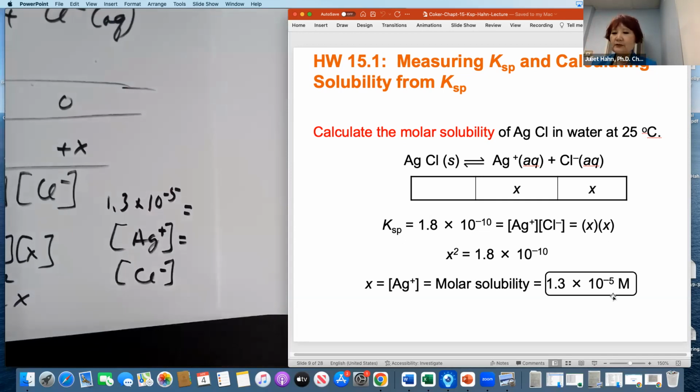Okay, and I don't have the printout for that because I thought I already had handed it out. And I thought we had already done that one problem.